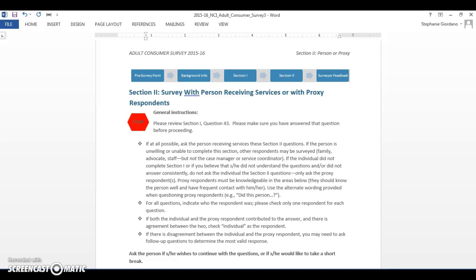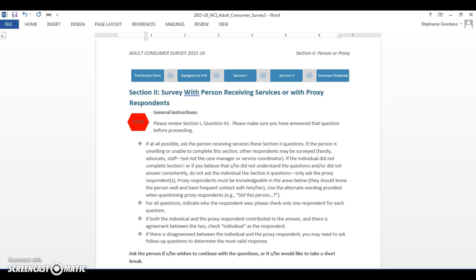Hello and welcome to our fourth and final module for the Adult Consumer Survey Refresher Training. In this module, we will review Section 2 of the Adult Consumer Survey. So, starting out with just a few reminders of protocol for conducting Section 2 of the survey.